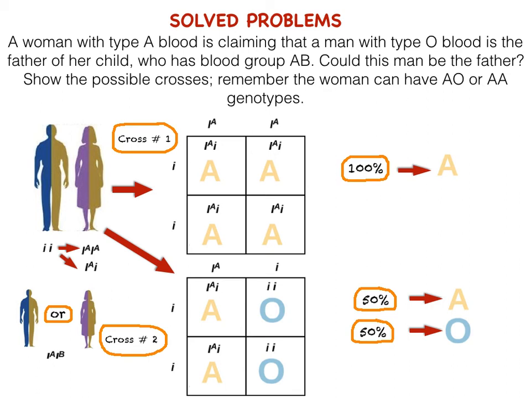Okay, so if the man has O blood type, then the woman's claim is false.